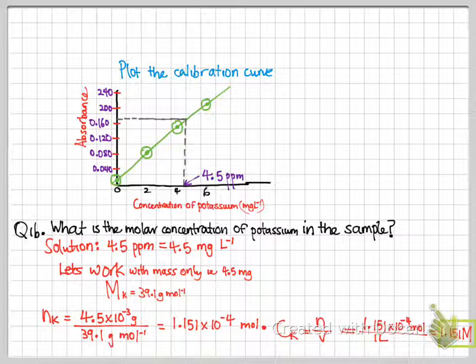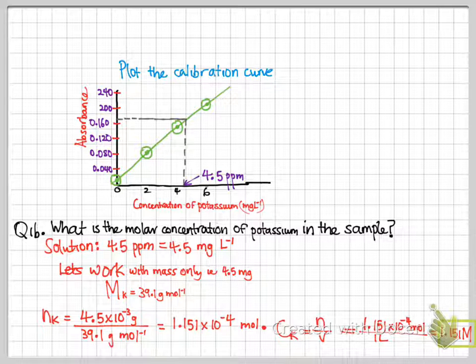Okay, now question 1b asks us to find the molar concentration of potassium. I know the concentration is 4.5 ppm. ppm is milligrams per liter. So let's work with the mass only. So what we're saying is, in 1 liter there's 4.5 milligrams of potassium. To work out the molar concentration, I need number of moles over volume. Okay, so my volume is 1 liter. To get number of moles, I have mass, which is 4.5 milligrams. I need to convert mass to moles.